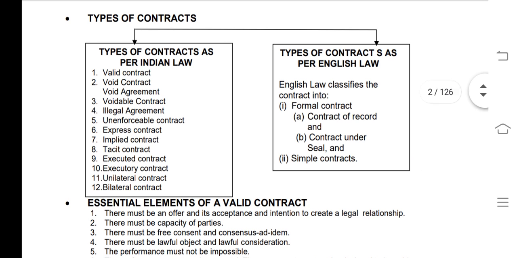Types of contracts. There are certain types of contracts, that is, types of contract as per Indian law and types of contract as per English law. Valid contract.